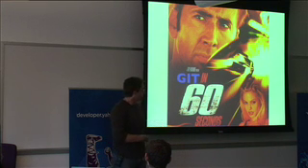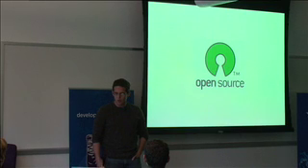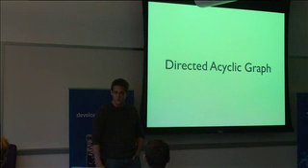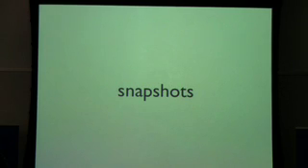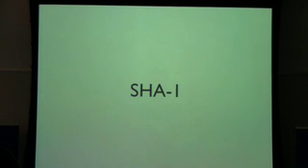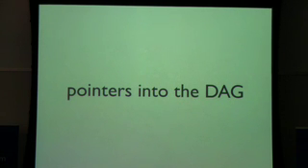OK, so really quickly, what Git is in 60 seconds. Git is an open source distributed version control system that is implemented as a directed acyclic graph made up of commit objects that point to snapshots, that is implemented as a content addressable file system where every object in it is namespaced by SHA-1. You can do branches very easily, and they are implemented as pointers into this directed graph.